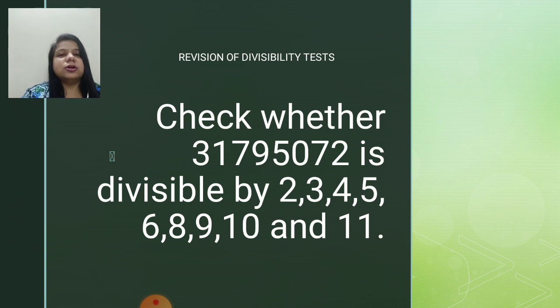Okay students, so now we are going to revise once again all the divisibility tests. We have taken a number 3179572 and we will check whether it is divisible by 2, 3, 4, 5, 6, 8, 9, 10 and 11. We will check all the divisibilities one by one. Okay. So first of all, we are going to check the divisibility by 2.